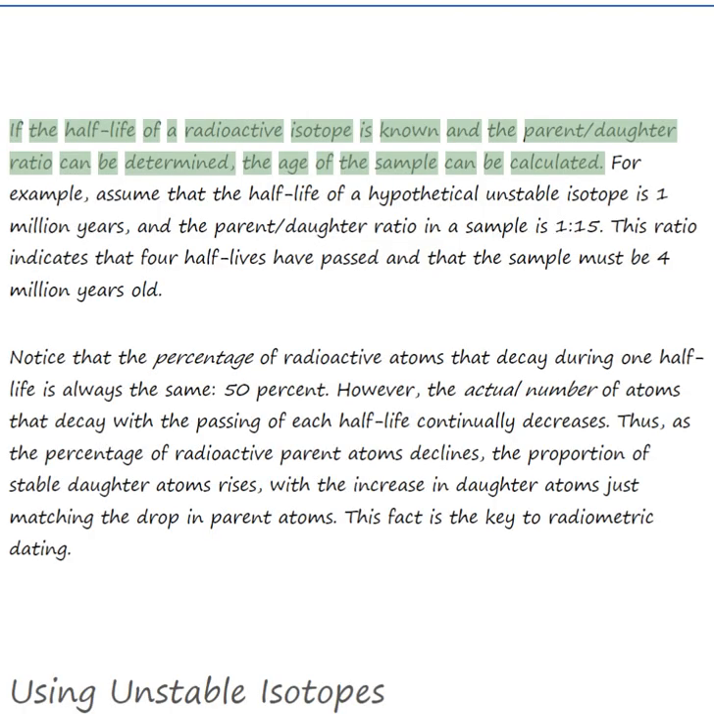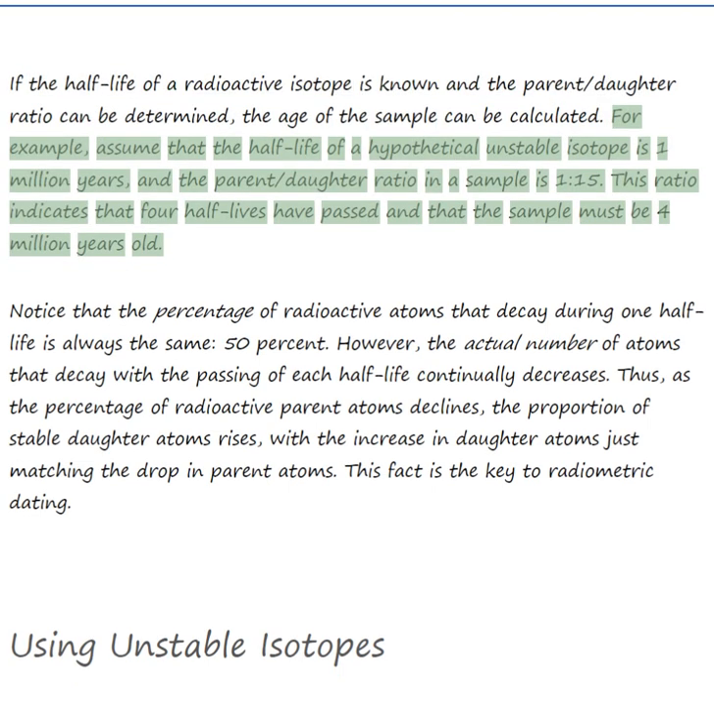If the half-life of a radioactive isotope is known and the parent-daughter ratio can be determined, the age of the sample can be calculated. For example, assume that the half-life of a hypothetical unstable isotope is 1 million years, and the parent-daughter ratio in a sample is 1:15. This ratio indicates that 4 half-lives have passed and that the sample must be 4 million years old.